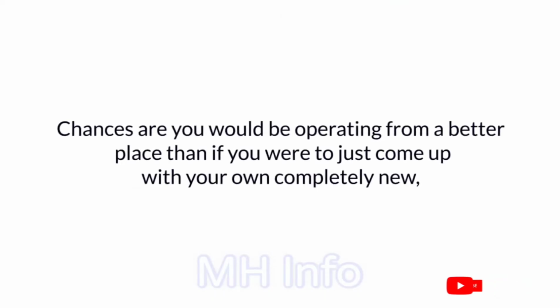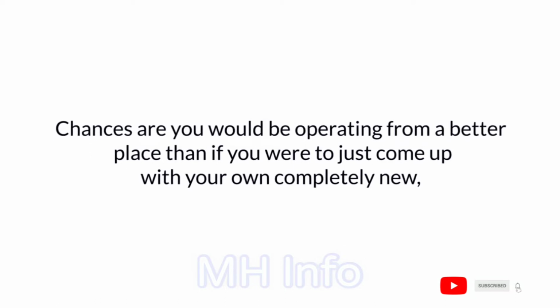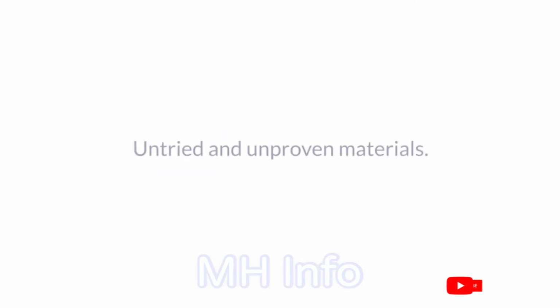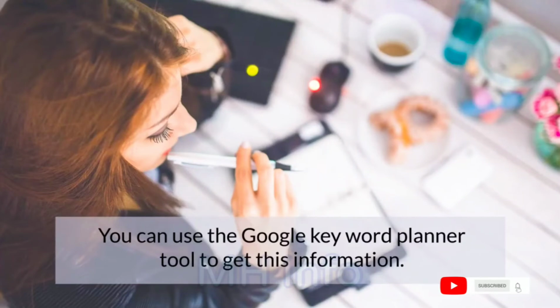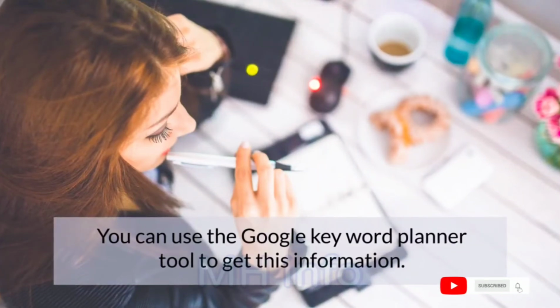Chances are you would be operating from a better place than if you were to just come up with your own completely new, untried, and unproven materials. This method simply just gives you a place to start. Don't just reverse engineer and stop. Use this as a place to start and then continuously optimize your materials to get better and better results. How it works. Find keywords related to your niche. You can use the Google Keyword Planner tool to get this information.